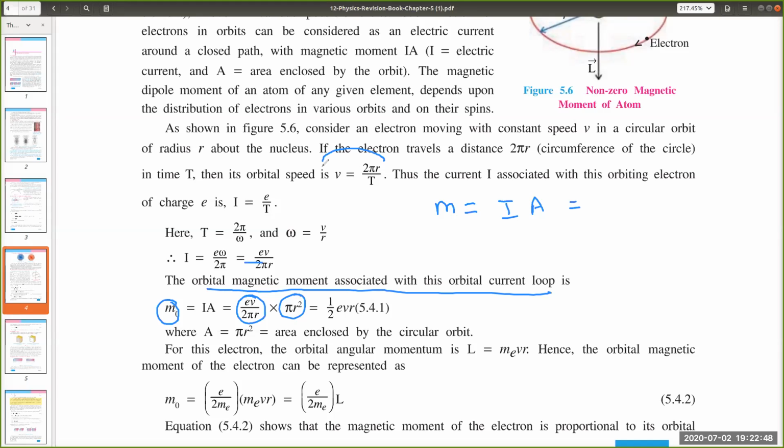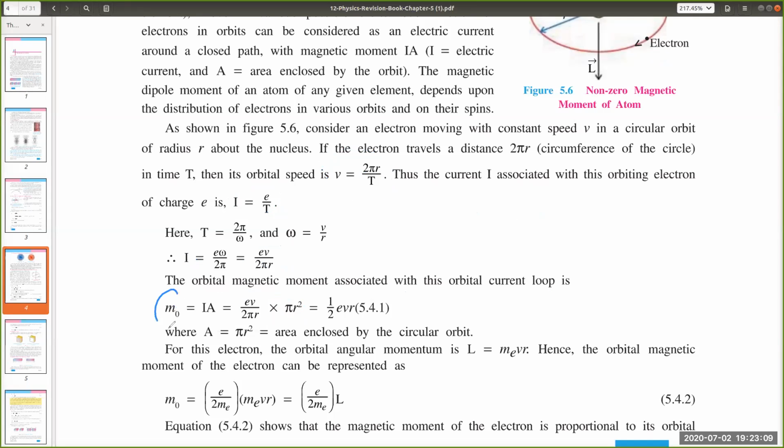See, velocity is 2 pi r by time taken, right? If the velocity of the electron is v, then 2 pi r by v is the time period, the time it takes for one rotation. So the current is e by T, the charge per unit time. Time period is 2 pi r by v. So I is ev by 2 pi r.